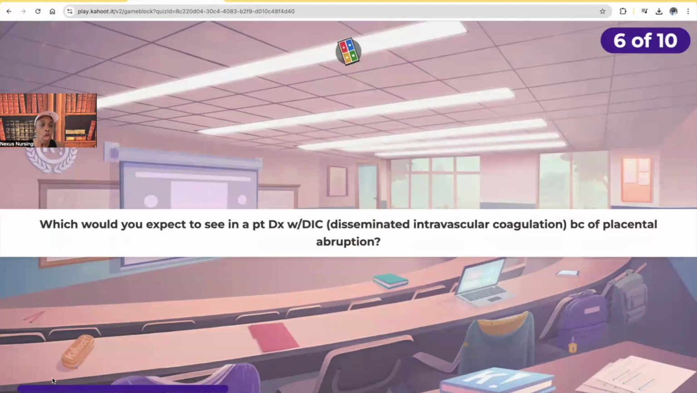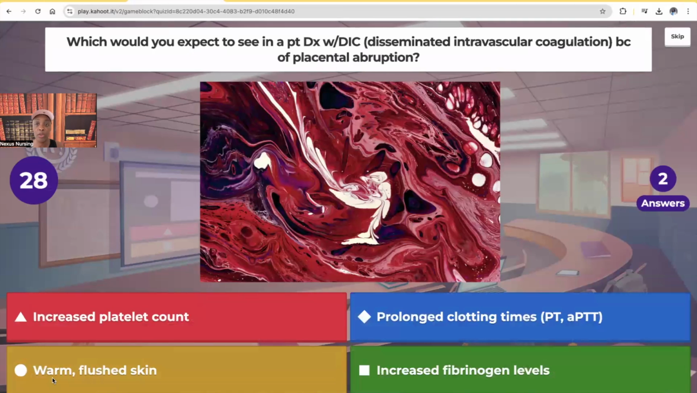Okay. Which would you expect to see in a patient diagnosed with DIC? DIC is disseminated intravascular coagulation because of placental abruption. So you have a patient that has DIC, but the DIC was caused by placental abruption. What would you expect to see in this type of patient? Would it be increased platelet count? Would it be prolonged clotting times? Would it be warm flushed skin or increased fibrinogen levels?